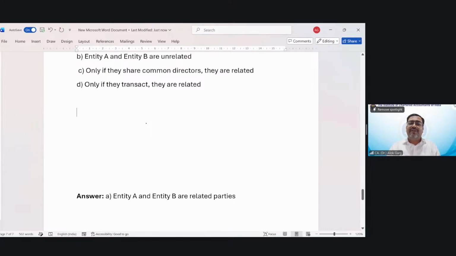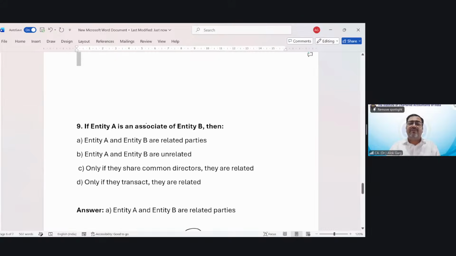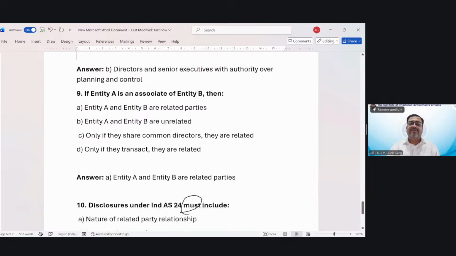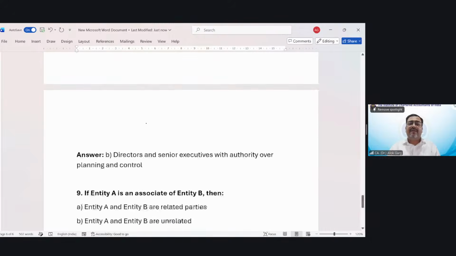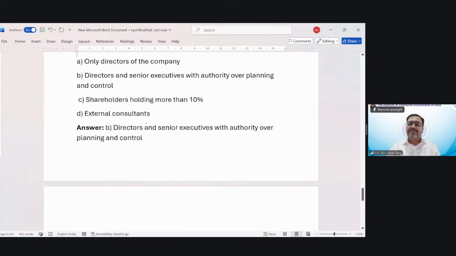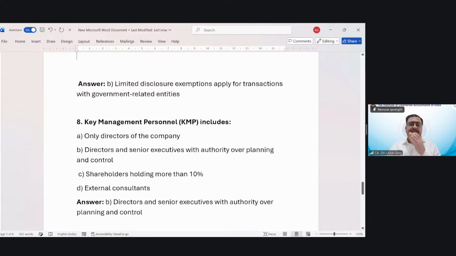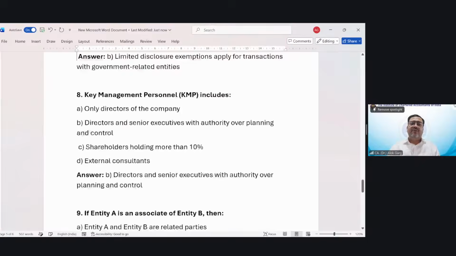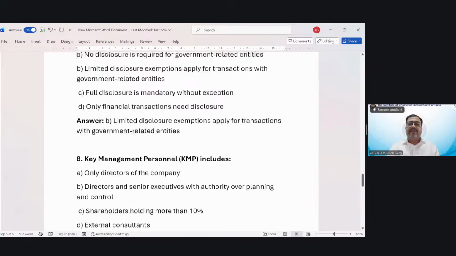So have you enjoyed these 10 MCQs to test your knowledge? Yes or no? I will share these MCQs also with all of you. Okay? Manish, have you found these MCQs useful? Okay, great.